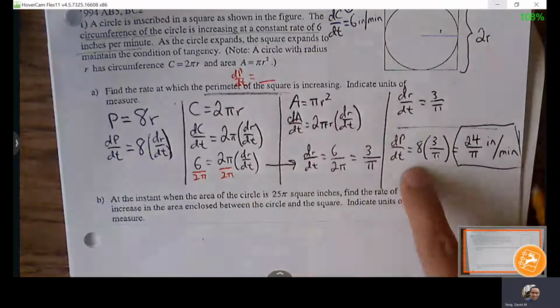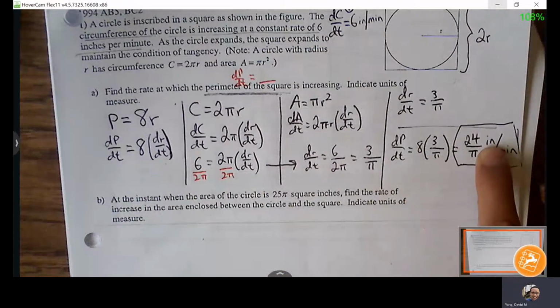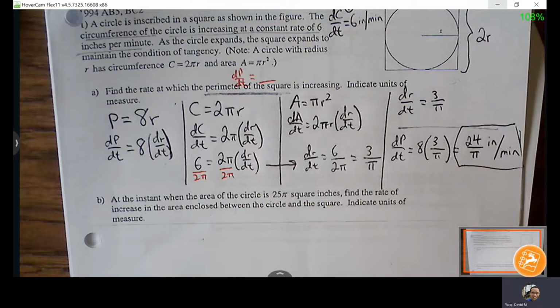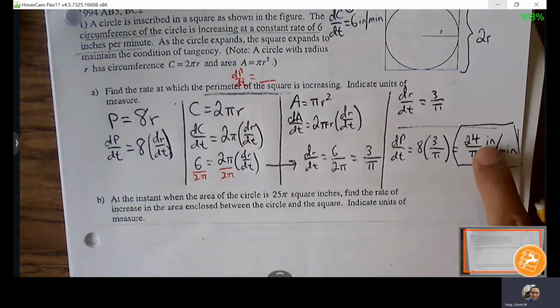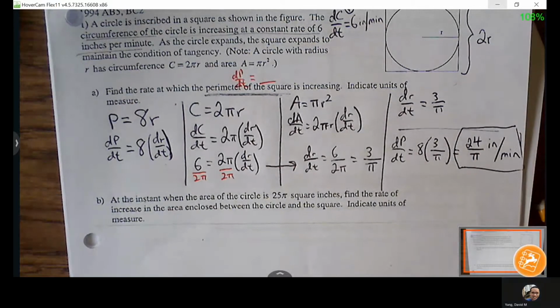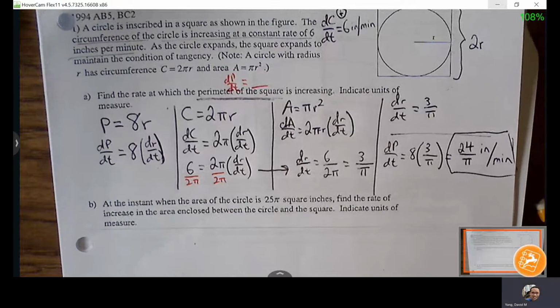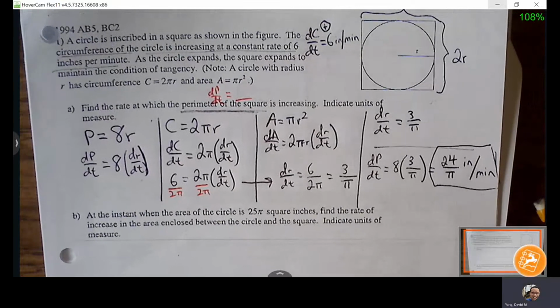Okay, so just as a reminder, most of your units will be one-dimensional, except for area, which is unit squared, or volume, which is unit cubed. But perimeter, circumference, radius, height, they're all just going to be one-dimensional units. All right. Good. Any questions so far?